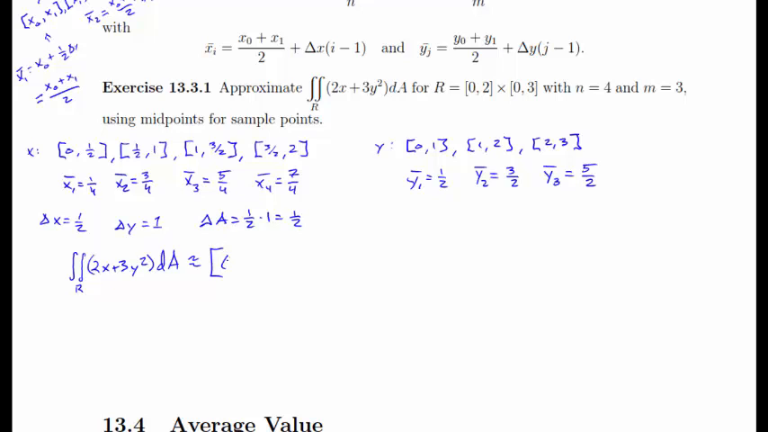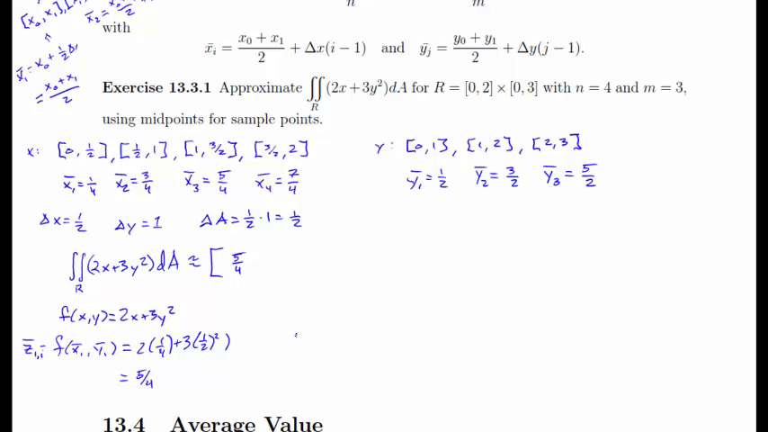So let me write this, f of x comma y equals 2x plus 3y squared. So we want to plug in f of x sub 1 bar comma y sub 1 bar. So that's going to be 2 times 1/4 plus 3 times 1/2 squared, which equals 2/4 plus 3/4 is 5/4. Actually, this is z sub 1,1.